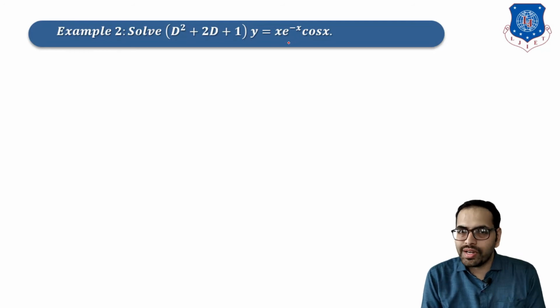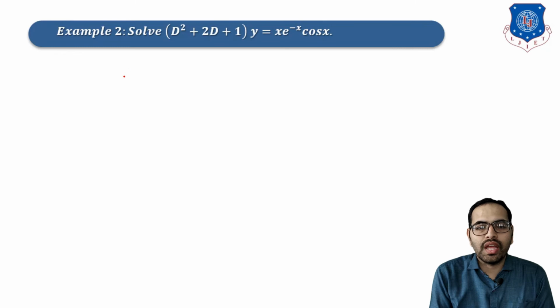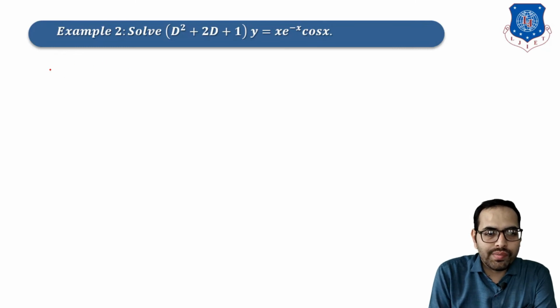Firstly, find the complementary function, and after that we find the particular integral. In the particular integral, first we apply case 4 of the shortcut method, then we apply case 5, and then we solve by case 2. See, let's move on and first find the complementary function.